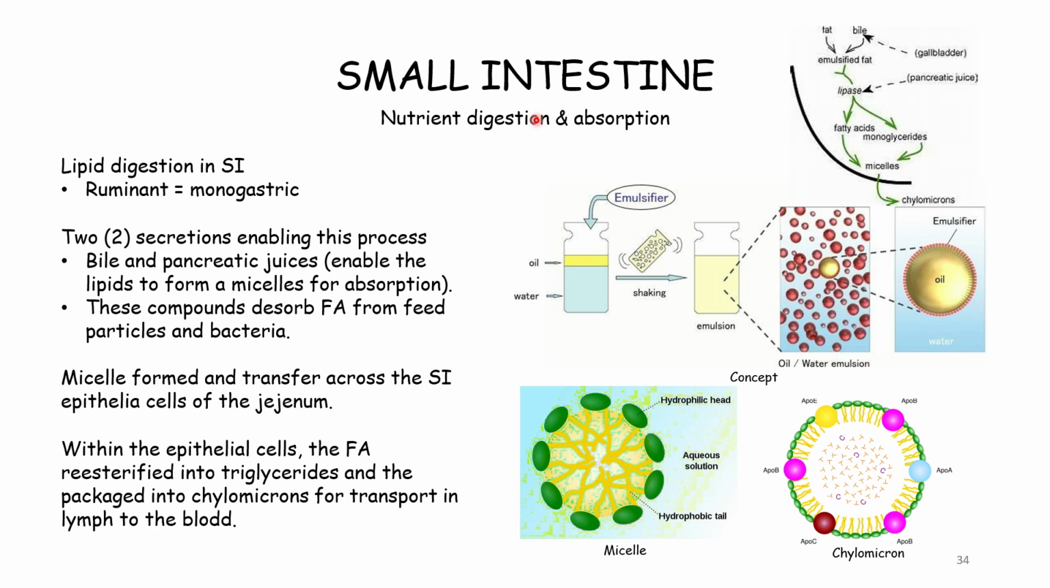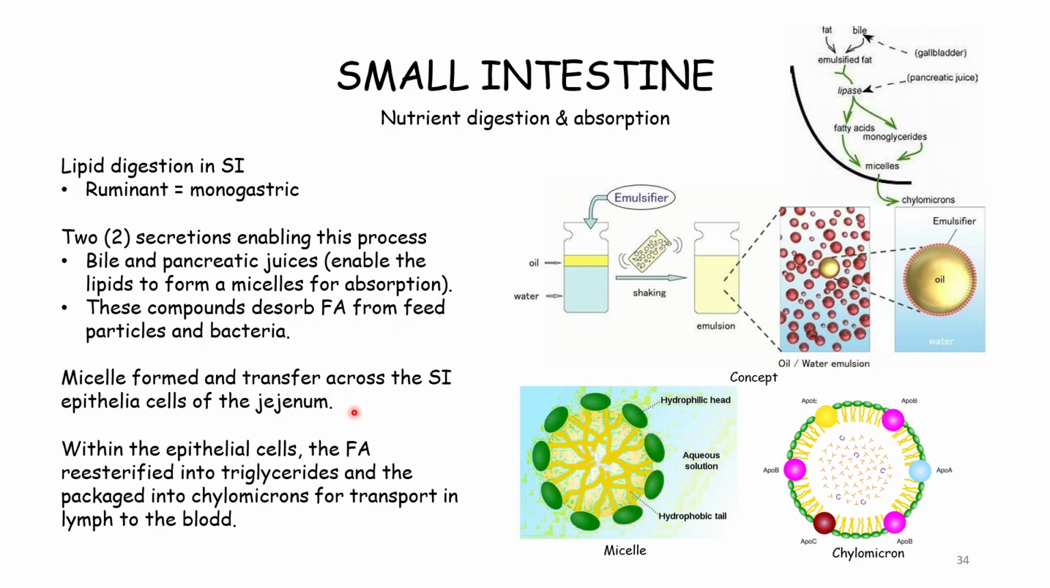Now we are talking about the small intestine: nutrient digestion and absorption. So, lipid digestion in the small intestine, ruminant versus monogastric. Two secretions enable this process: bile and pancreatic juices enable the lipid to form micelles for absorption. This compound dissolves fatty acid from feed particles and bacteria.